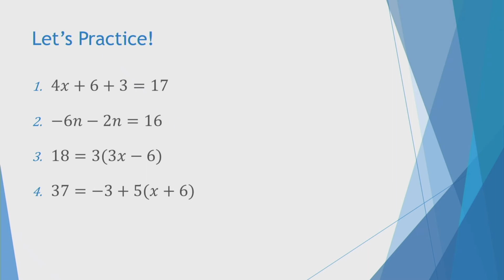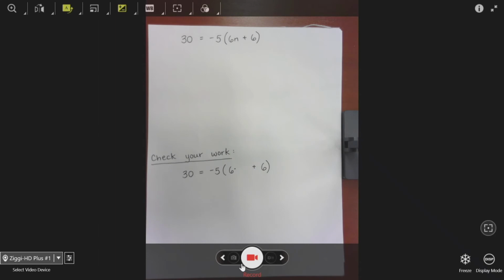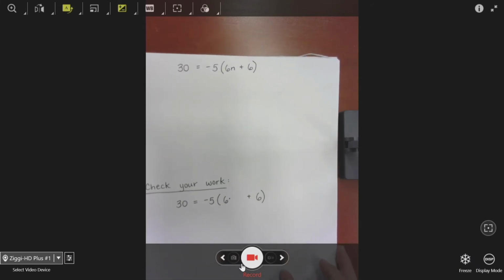All right, before we practice, I want to do one more example with you, and we're going to come to the document camera. This one's a little bit trickier. I have this problem: 30 equals negative 5 times the quantity 6n plus 6.